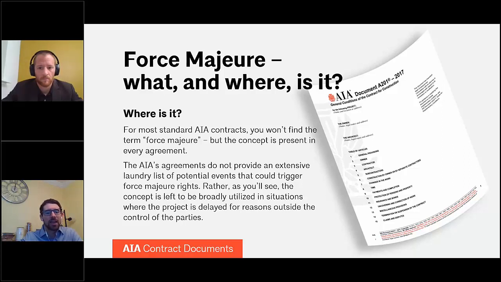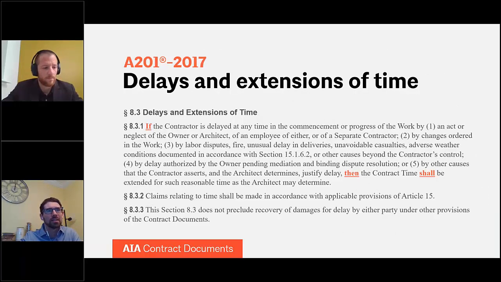So with that, let's get into the language of what would be considered one of the AIA's force majeure type clauses, and that's the delay provision in the A201 2017. As you may know, the AIA contract documents are typically updated on a revolving and overlapping 10-year cycle. So the A201 was last updated in 2017. The current version of the delay provision is 8.3.1.